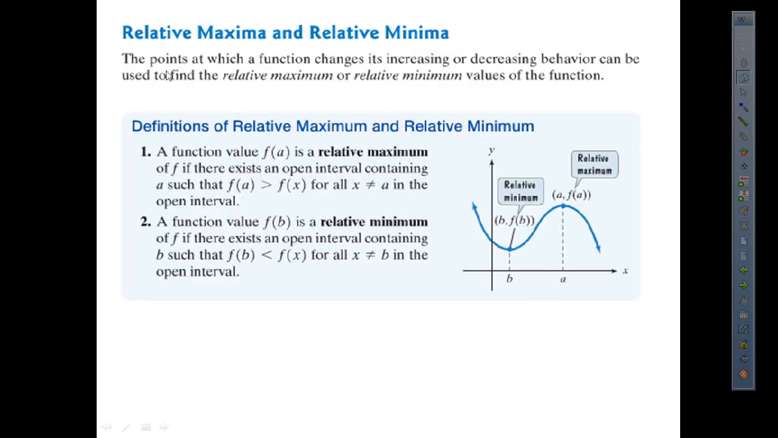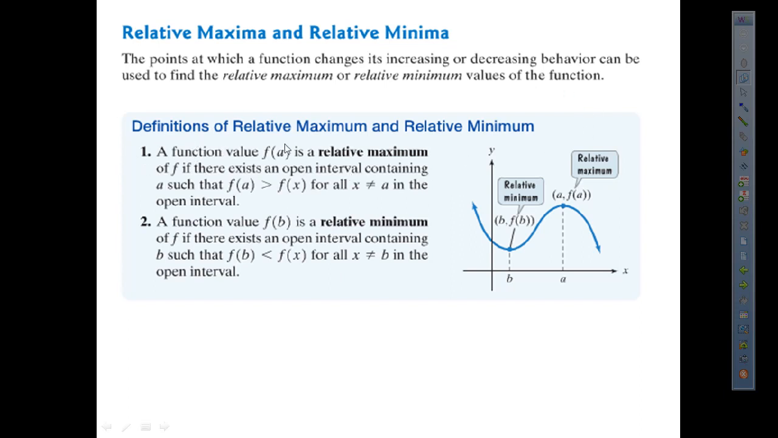All right, and speaking of maximums and minimums, we have relative maxima and relative minima. These are the points at which the function changes its increasing and decreasing behavior, and they are used to find relative maximum and relative minimum values. Now I just said that it's the places where it changes. It's not always. Let me change that right now. It's not always where it changes its increasing and decreasing behavior. Sometimes it doesn't end up being that way.